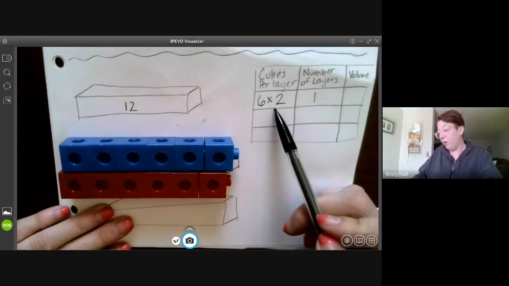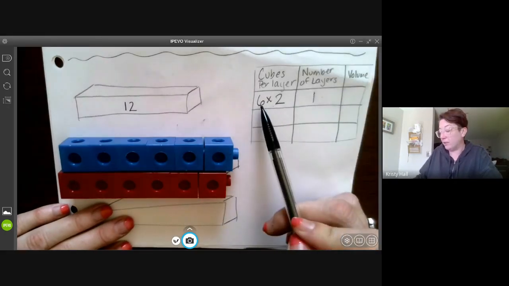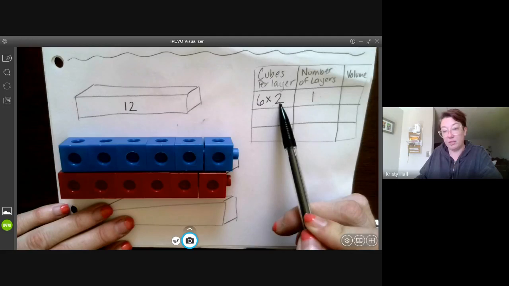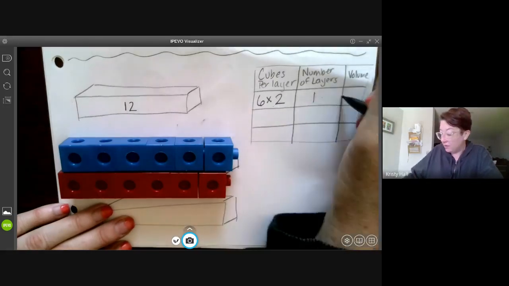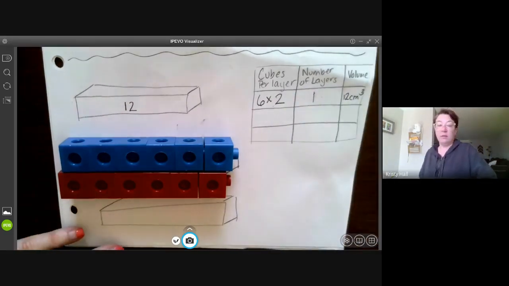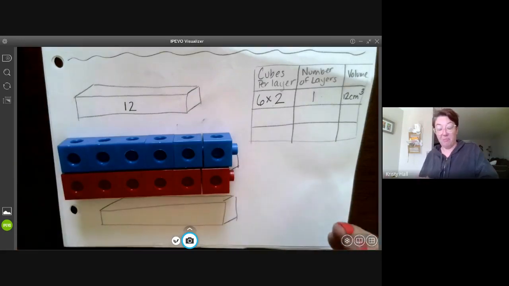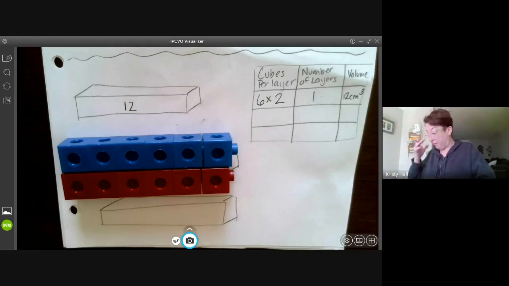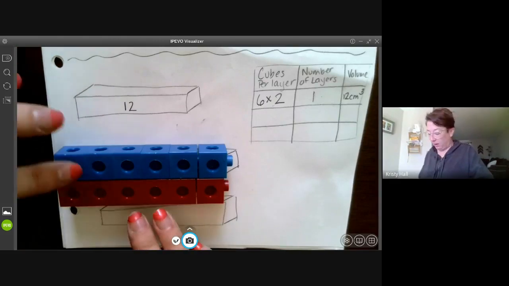So if I come over to my chart and I think about what I did in the first one, I multiply 6 times 2, which is 12, times 1 because there's only one layer. So that gives me 12 cubic centimeters again. So in this situation, our figure looks different, but it has the same volume as the figure we did for the first example.